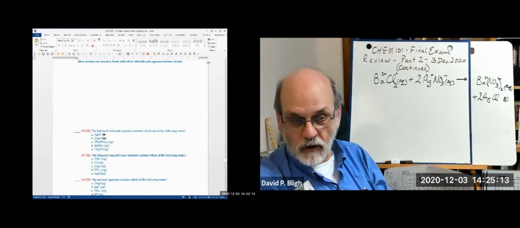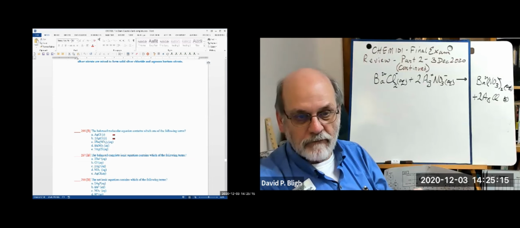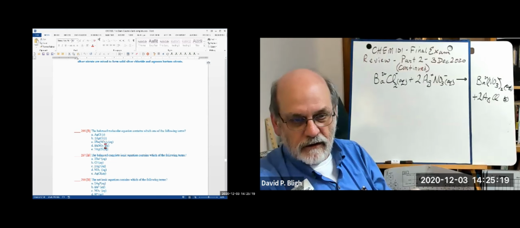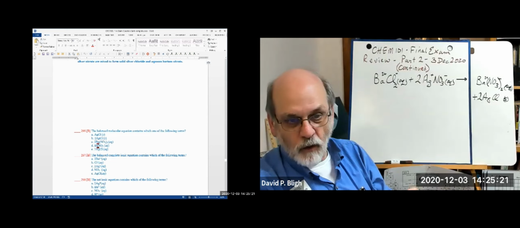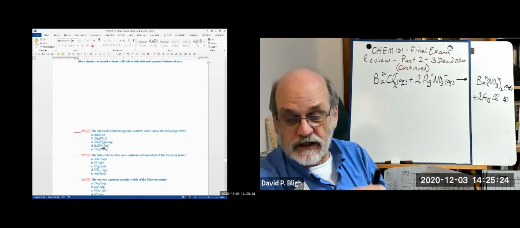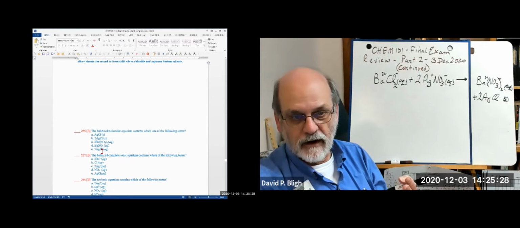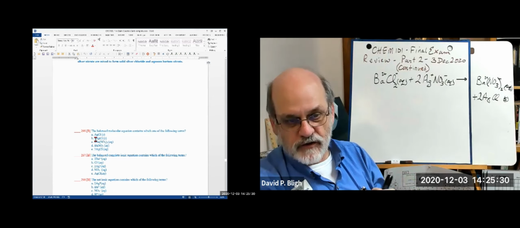There are 2 silver chlorides. They're not 2 barium nitrates. There's not 1 BaNO3 because you need 2 nitrates in that. So that's written wrong right there. And you don't have 3. So the best answer is B for this one.